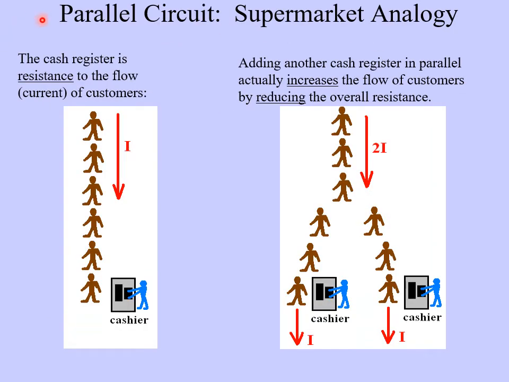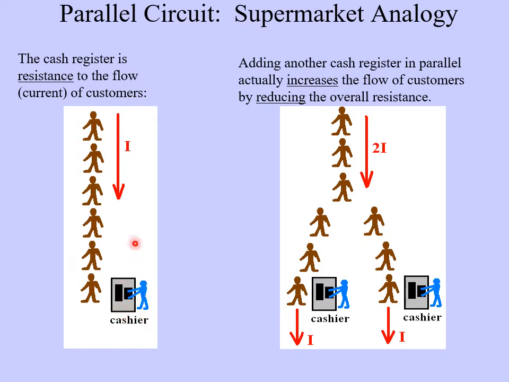A nice way to understand and visualize how parallel circuits work is the supermarket analogy. So imagine you go to the store, and let's say you go to Target, and there's a long line of people like this, all right? And the reason there's a long line of customers is because there's only one cashier working the register here. So all of these customers represent our current of customers, our flow of customers through the store. They're limited, obviously, by this resistance here. This cashier is what's slowing things down.